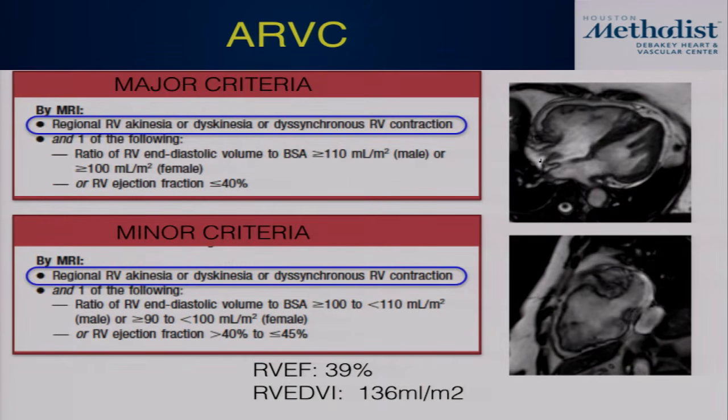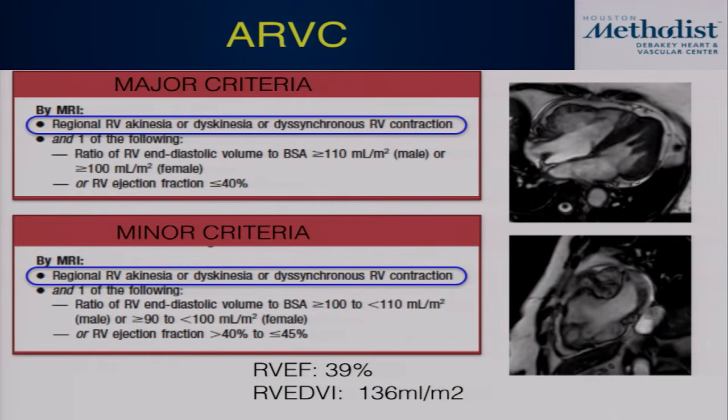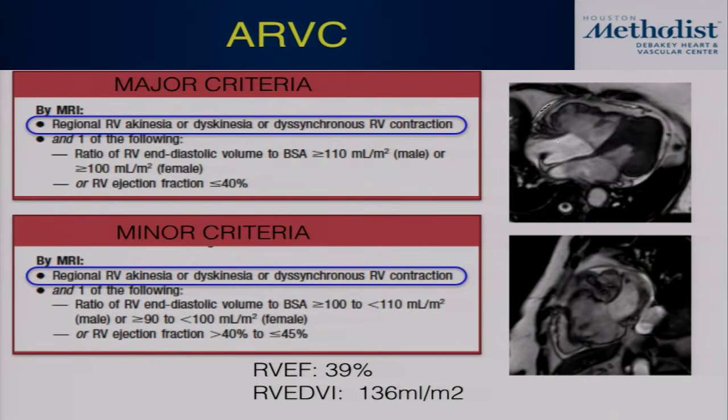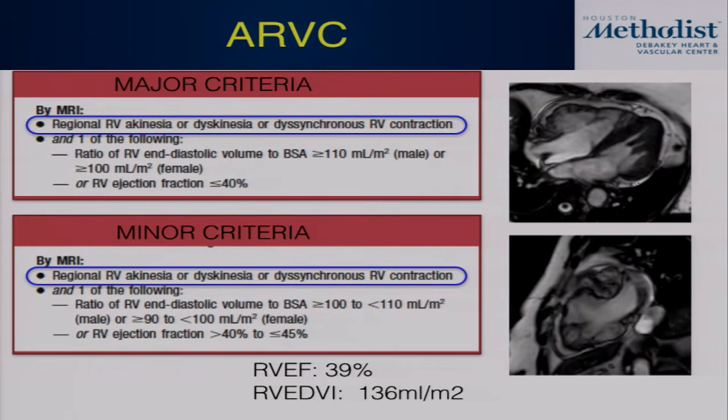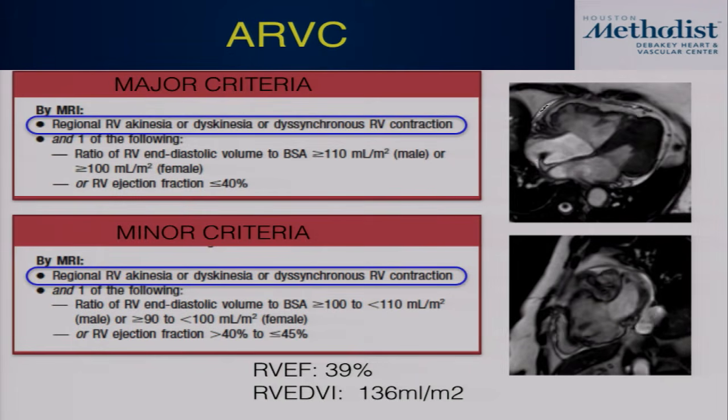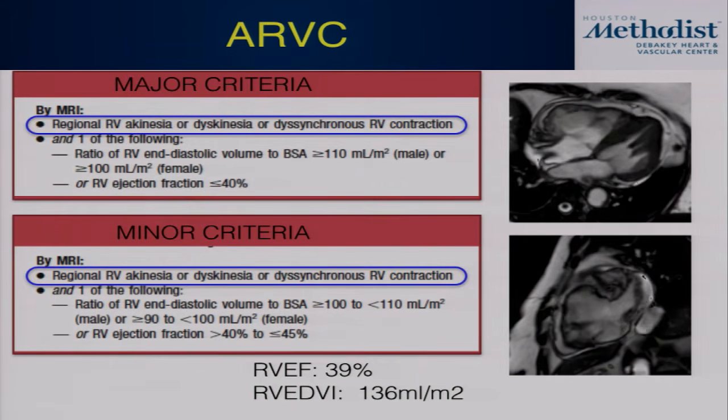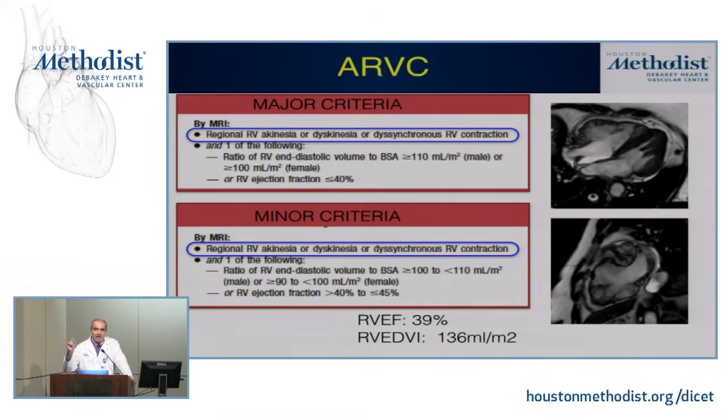Once you have a wall motion abnormality, then you look at quantitative criteria. For major criteria, it would be an RV end diastolic volume index of greater than 110 for men or greater than 100 for women, or an RV ejection fraction of less than 40%. So again, it starts with wall motion abnormality, and then you have to have some quantitative marker of either dysfunction or dilatation of the right ventricle. A minor criterion would be when the RV end diastolic volume index is between 100 and 110 for men and between 90 and 100 for women, or the RV ejection fraction is between 40 and 45.